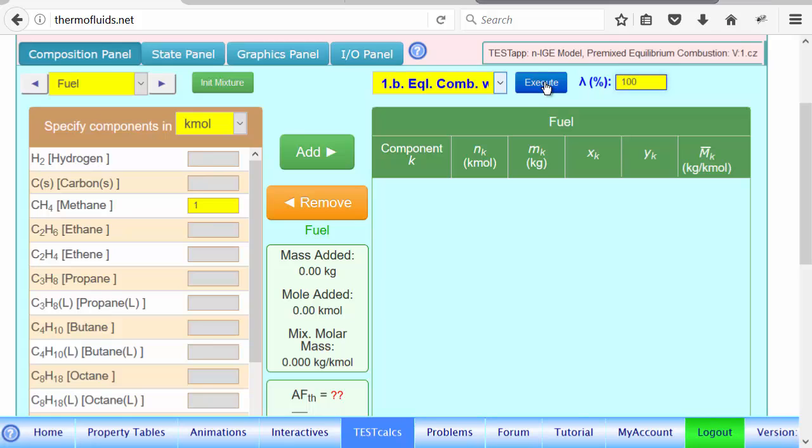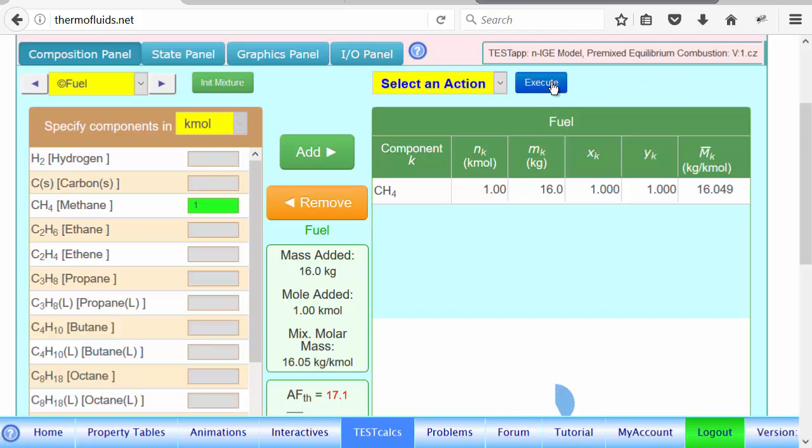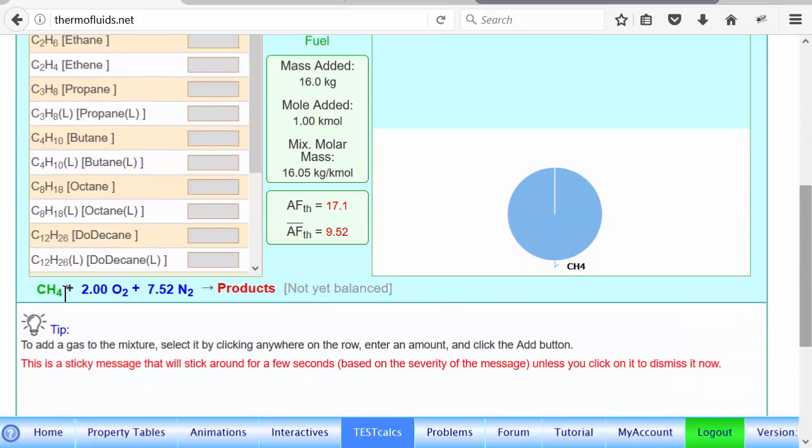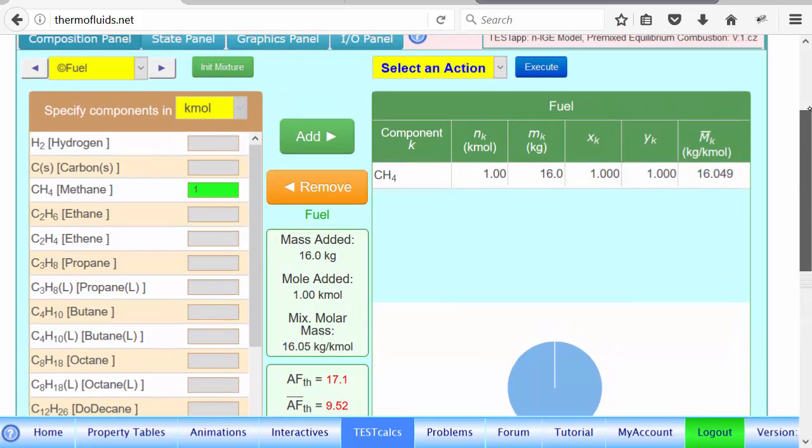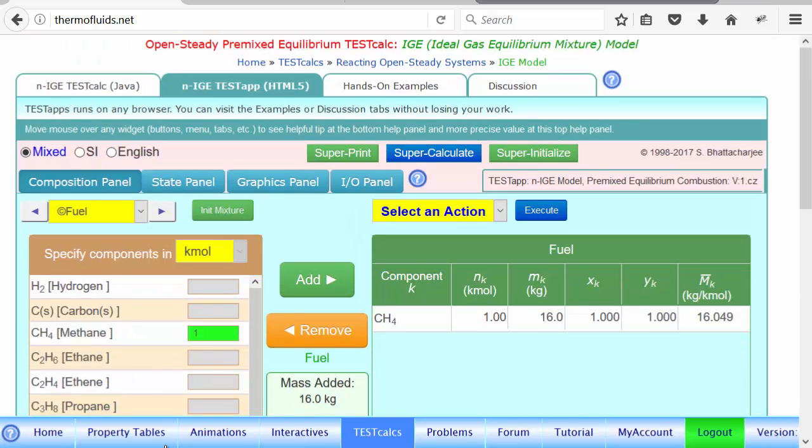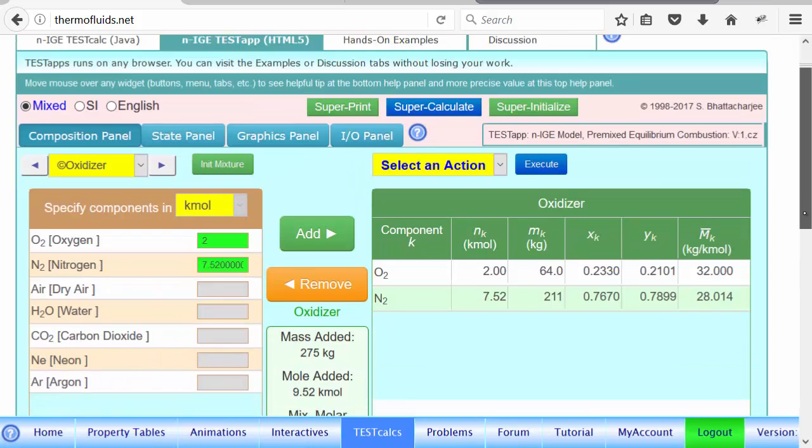Clicking the execute button. We have to add methane to the mixture, and then we click the execute button to get the fuel and oxidizer in the right proportion. So this is exactly 1 kilomole of methane reacting with the correct amount of air to produce combustion products. So fuel and oxidizer are set.